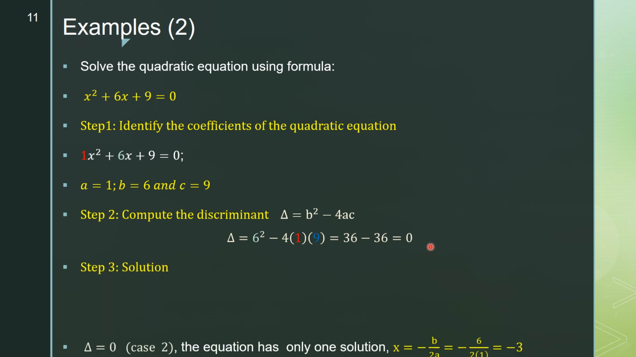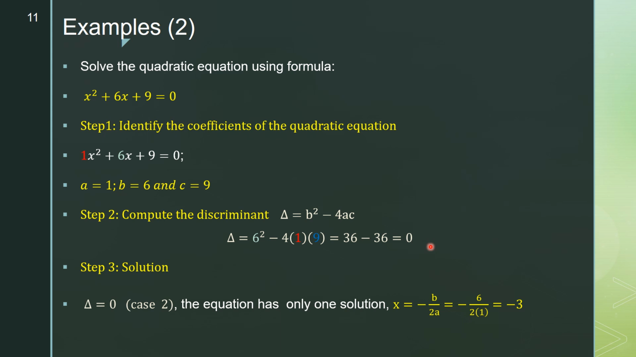If delta equals 0, then there's only one solution. The equation has only one solution, which is given by this relation, x equals minus b over 2a. You see, delta is missing because delta is 0, and we will get the answer as minus 3. There's only one solution, that is x equals minus 3.